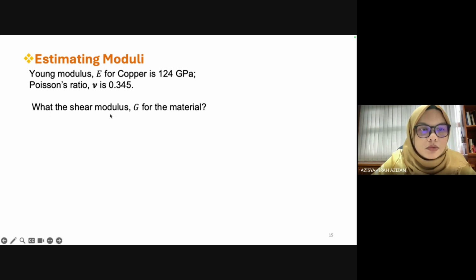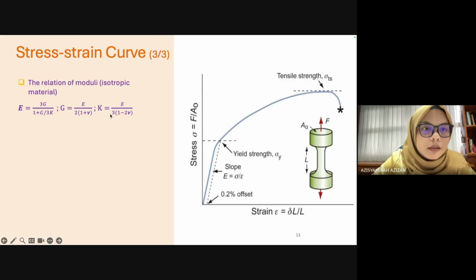So what are we going to do? We're going to use this relation of moduli to obtain the value of shear modulus when the value of Young modulus and also Poisson ratio is given. Anyone got the answer?